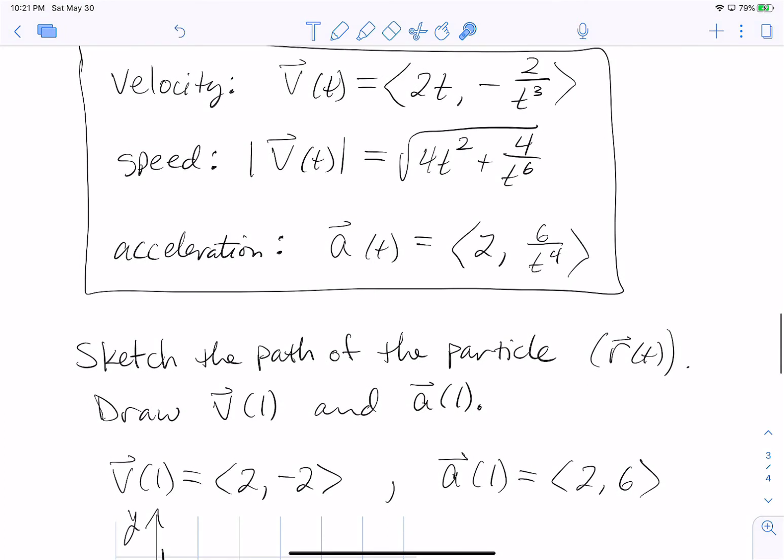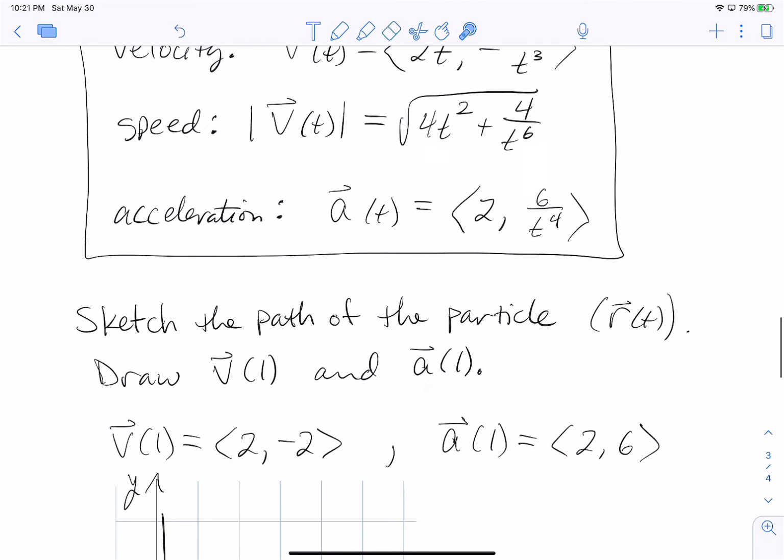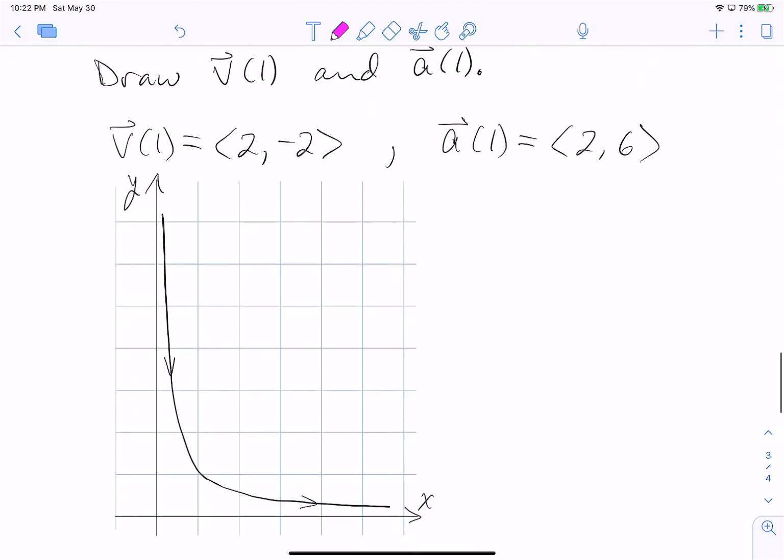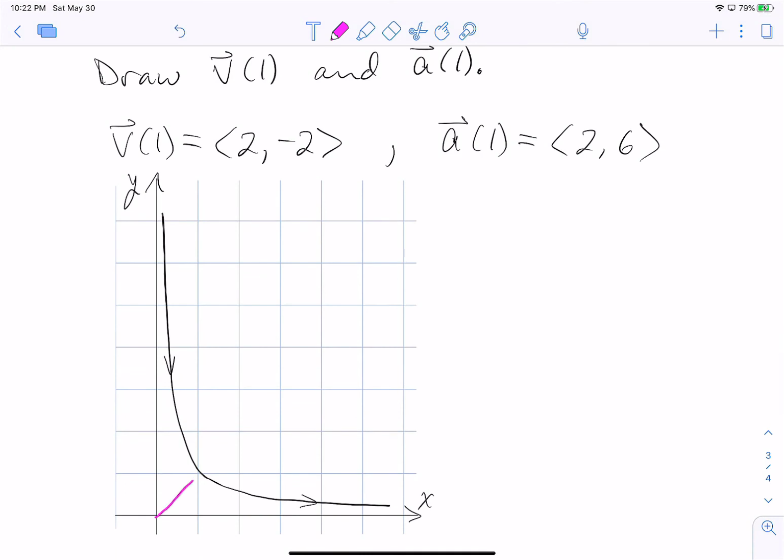Since v of t is equal to ⟨2t, negative 2 over t cubed⟩, v of 1 is ⟨2, negative 2⟩. A of t is ⟨2, 6 over t to the fourth⟩, and so a of 1 is ⟨2, 6⟩. Now we were not asked to draw r of 1, but I want to show you where it exists. It's a vector in standard position, and given the definition, r of 1 is the vector ⟨1, 1⟩. The velocity and acceleration vectors are going to be initiated at the point which is the head of r of 1. In other words, their tail is on the curve.